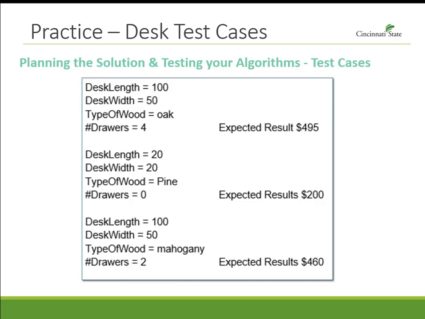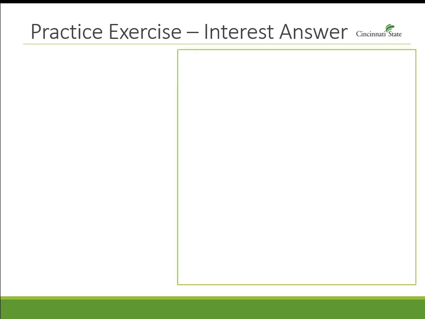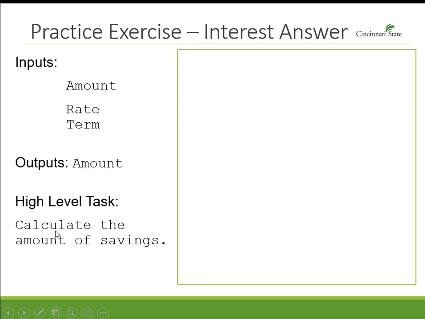Here is a recap of your test cases. Let's go on to the next example. In this example, we will create a loop to calculate the savings total amount based on an amount, a rate, and a term. Let's go on and look at that logic. Inputs, amount, rate, and term. Outputs, amount. High-level task, calculate the amount of savings.